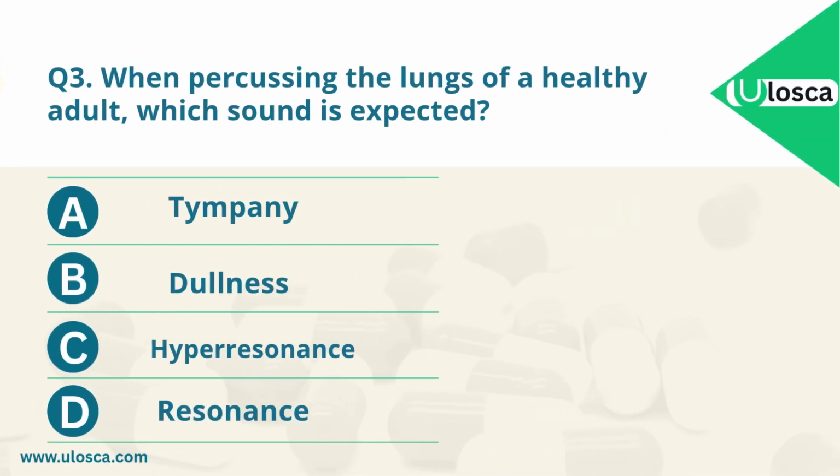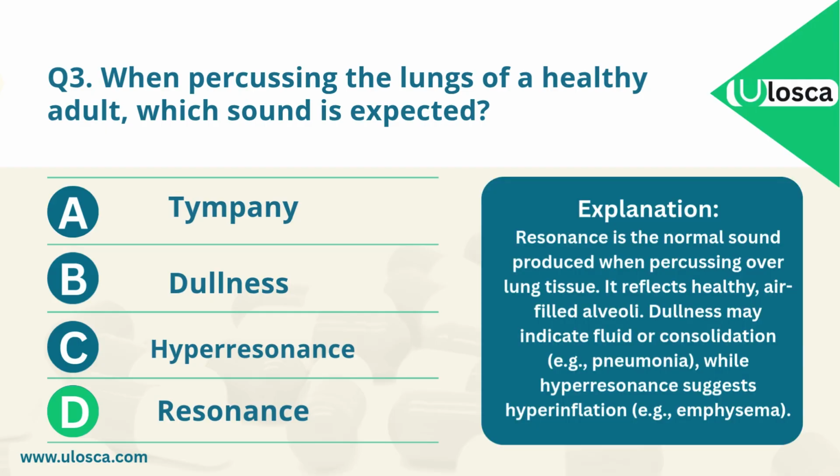The correct answer is D. Resonance. Explanation. Resonance is the normal sound produced when percussing over lung tissue. It reflects healthy, air-filled alveoli. Dullness may indicate fluid or consolidation, while hyperresonance suggests hyperinflation.